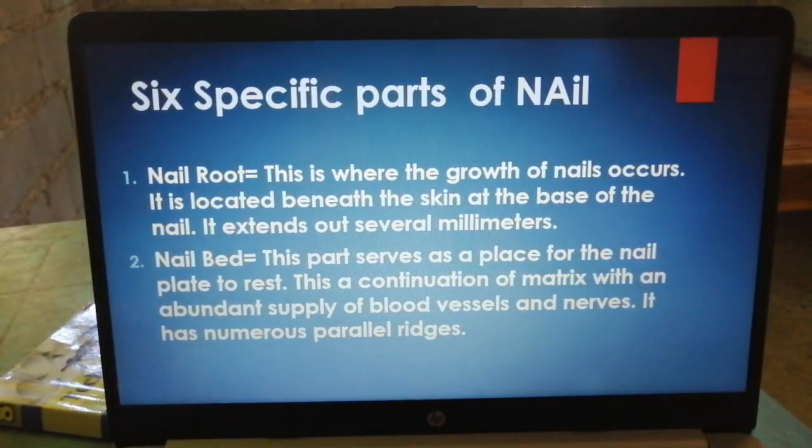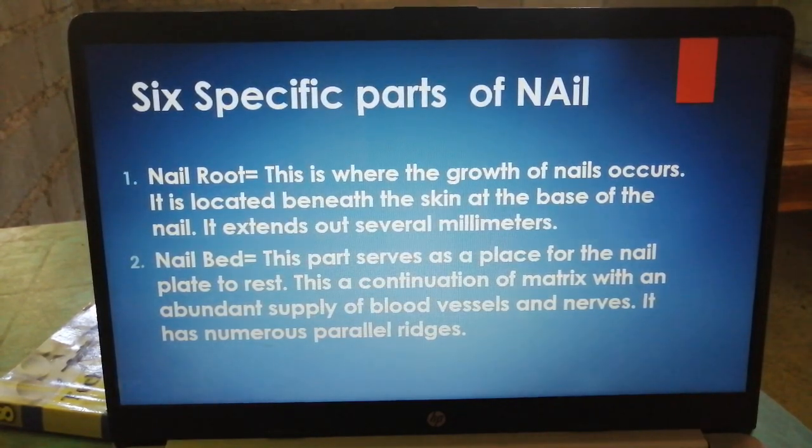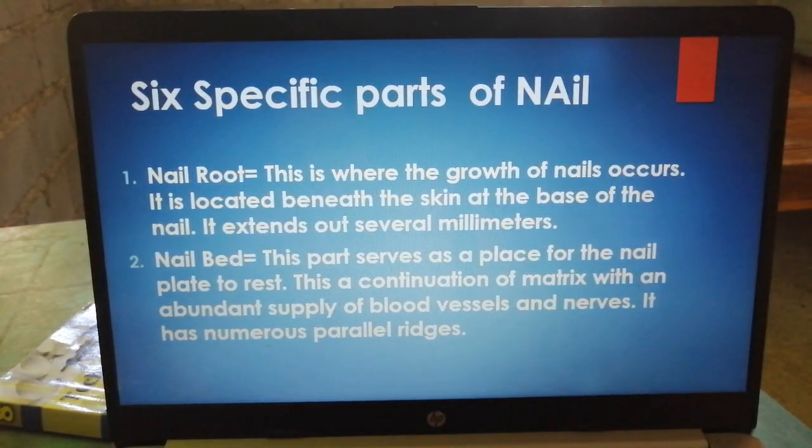Then next, differentiate the parts of the nail. So, the first one is nail root. When we say nail root, this is where the growth of the nail occurs. It is located beneath the skin in the base of the nail. It extends out several millimeters.